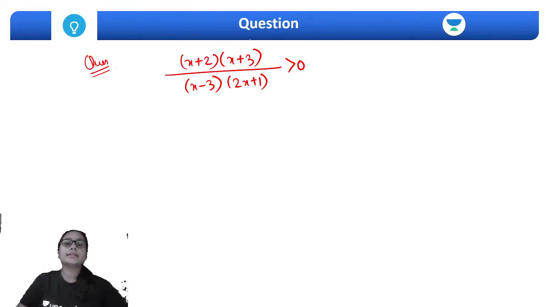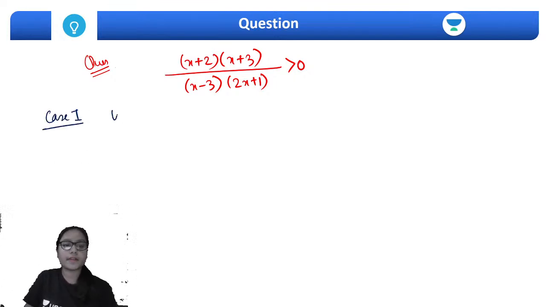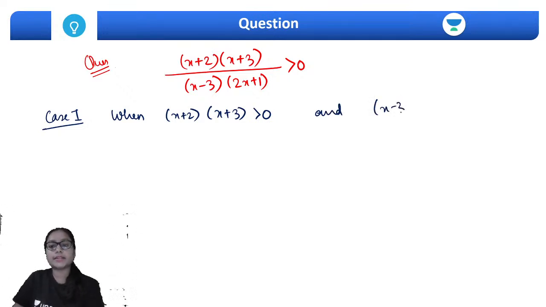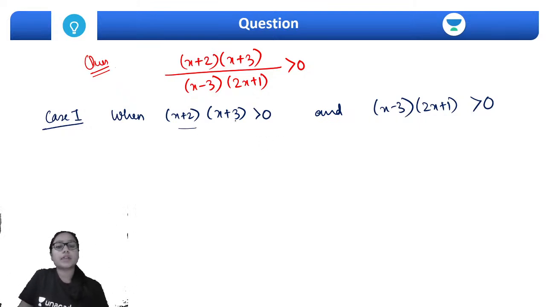Since it is given that this fraction is positive, this fraction can be positive when both numerator and denominator are positive, and when both numerator and denominator are negative. So I am going to take the first case when x plus 2 into x plus 3 is positive, and when x minus 3 into 2x plus 1 is also positive. Okay, is this step clear? Now again, if the product of two values is positive, it means that both the values can be positive or both the values can be negative. So I am going to consider both these cases here.